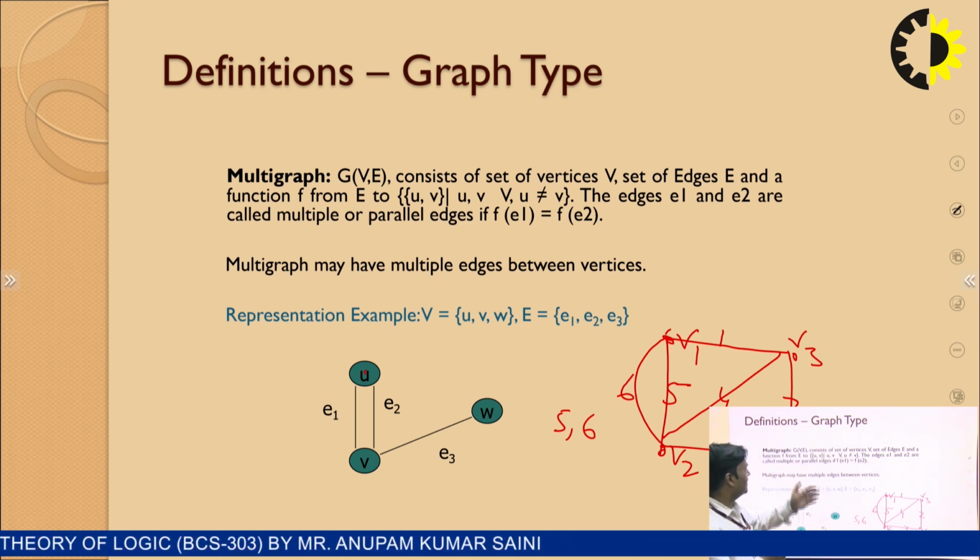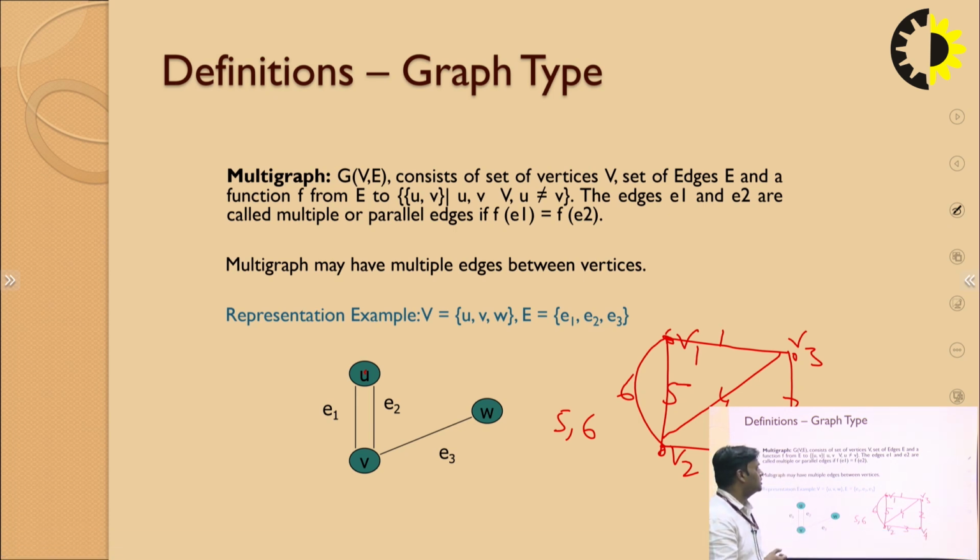As we see, the definition consists of a set of vertices V, a set of edges E, and a function f from E to pairs (U, V) where U is not equal to V. The edges E1 and E2 are called multiple or parallel edges. In a multigraph, parallel edges are allowed.